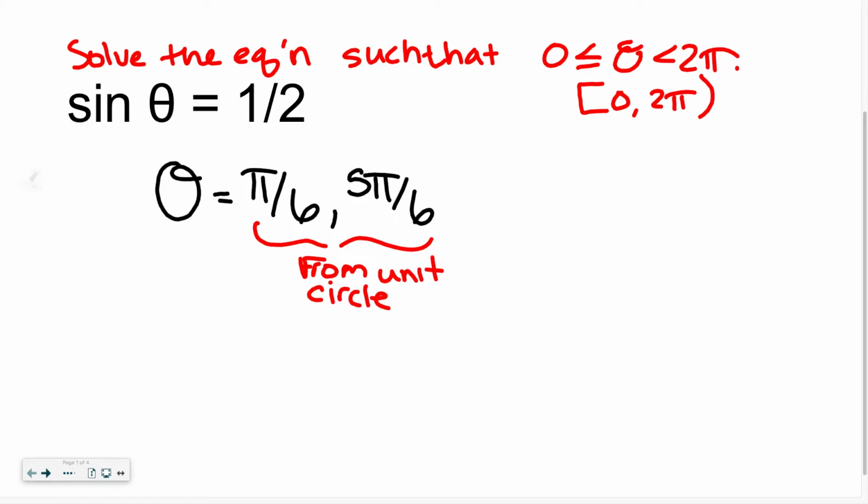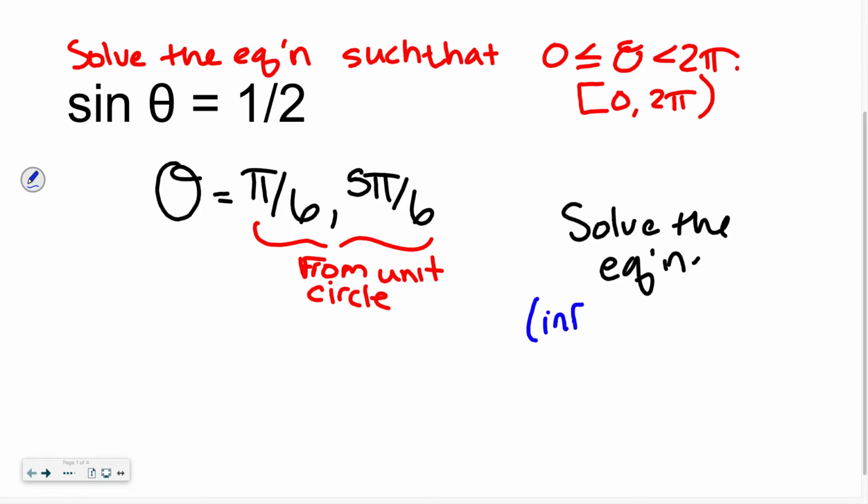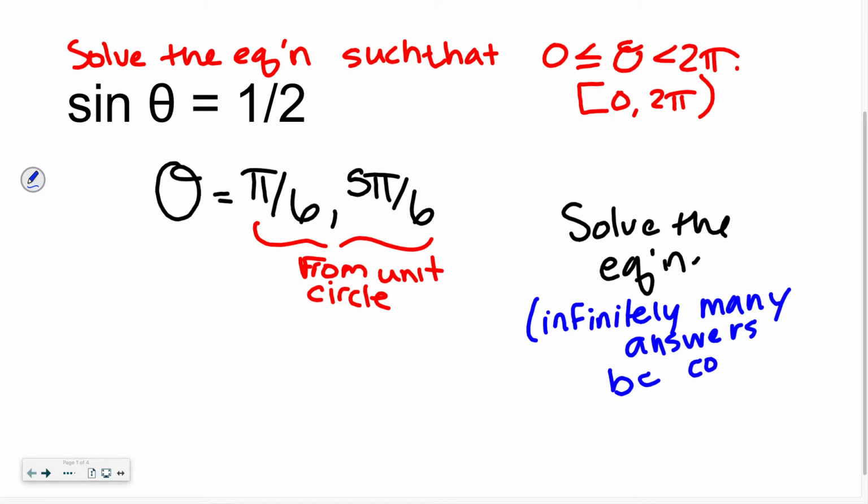Okay, so if I change my direction, and I just say solve the equation, and I don't give you a specific range, I don't say such that theta is between 0 and pi over 2, or theta is between 0 and 2 pi, then there are infinitely many answers. And because Will says coterminal angles, your answer is going to look different.